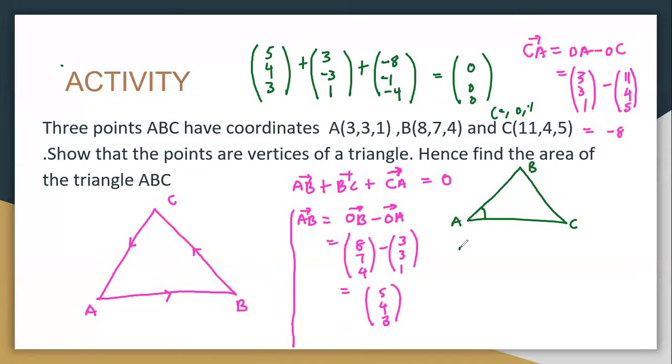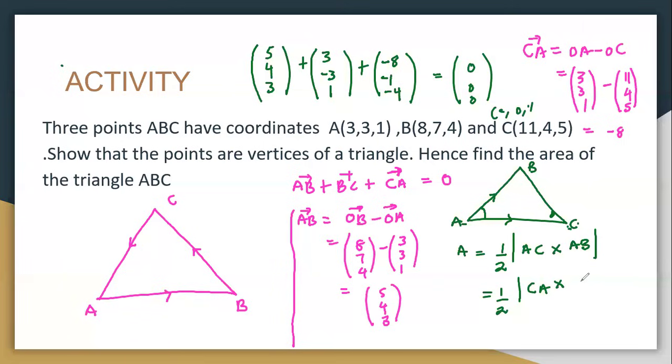Someone can say that the area of a triangle is given by a half magnitude, please take note, magnitude, of AC cross AB. There must be a common point: AC, AB. Another person can say, for me, I want C to be my reference point. So another person can say my area can be CA cross CB. That one is also very fine.